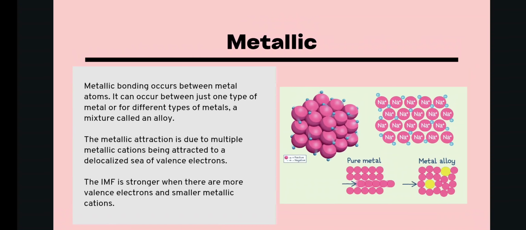Metallic. Metallic bonding occurs between metal atoms. It can occur between just one type of metal or between different types of metal, creating a mixture called an alloy. The metallic attraction is due to multiple metallic cations being attracted to a delocalized sea of valence electrons. This can be seen on the image to the right. The IMF is stronger when there are more valence electrons and smaller metallic cations.